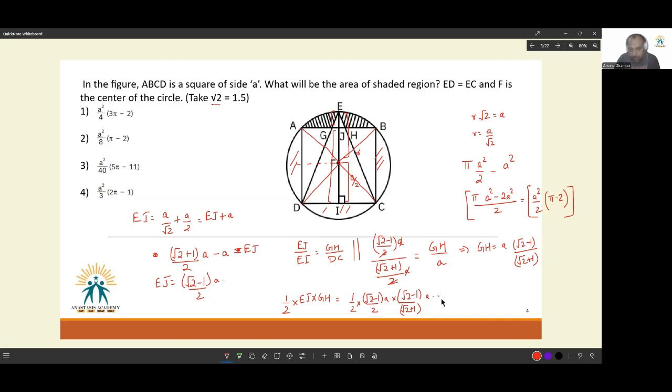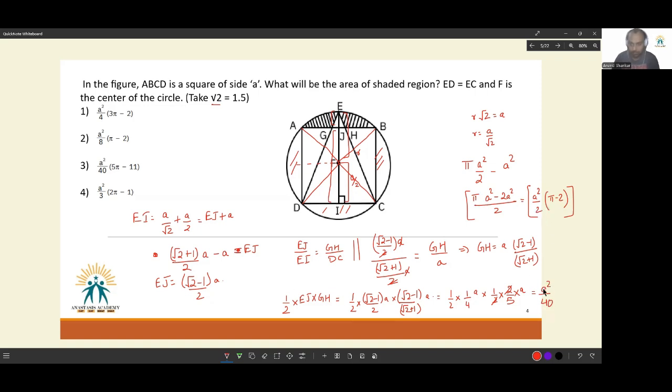So I can replace that and I can get half into 0.5 by 2 or 1 by 2. So this becomes 1 by 4A into 1 by 2 and 2.5. 1 by 2 into 2 by 5 into A. So this will cancel, this will cancel. I will get A square by 40. Area of triangle EGH is A square by 40.